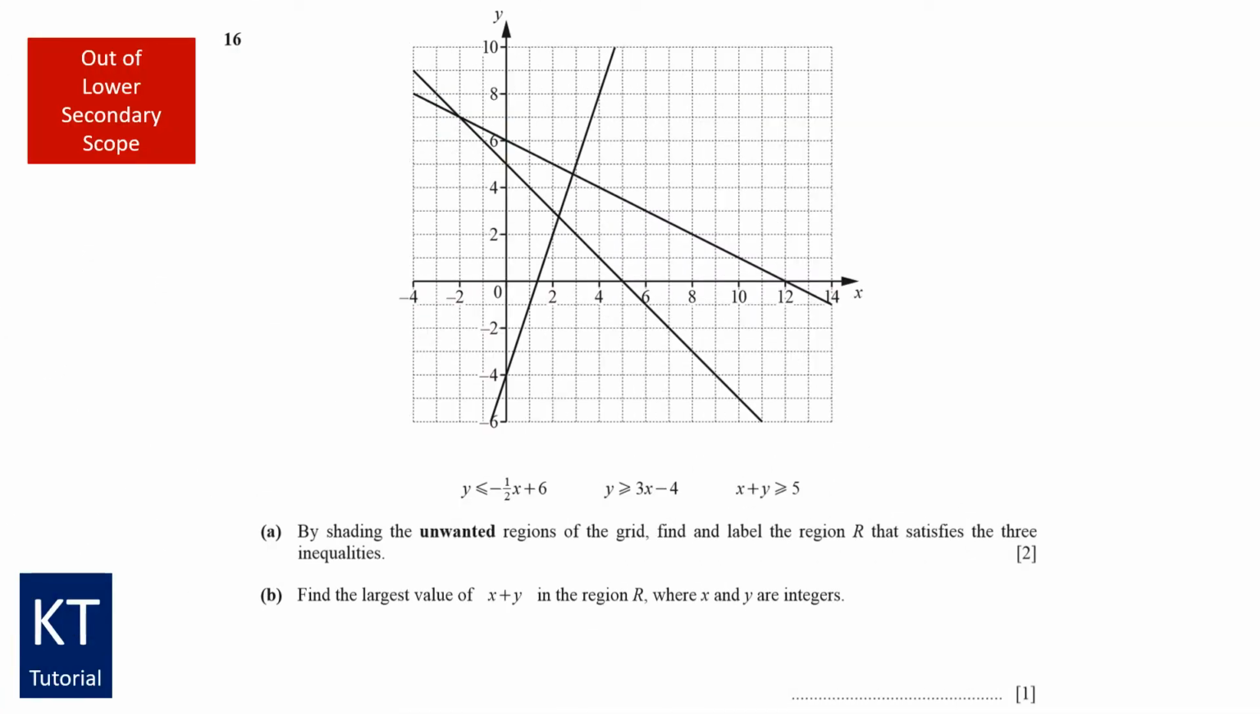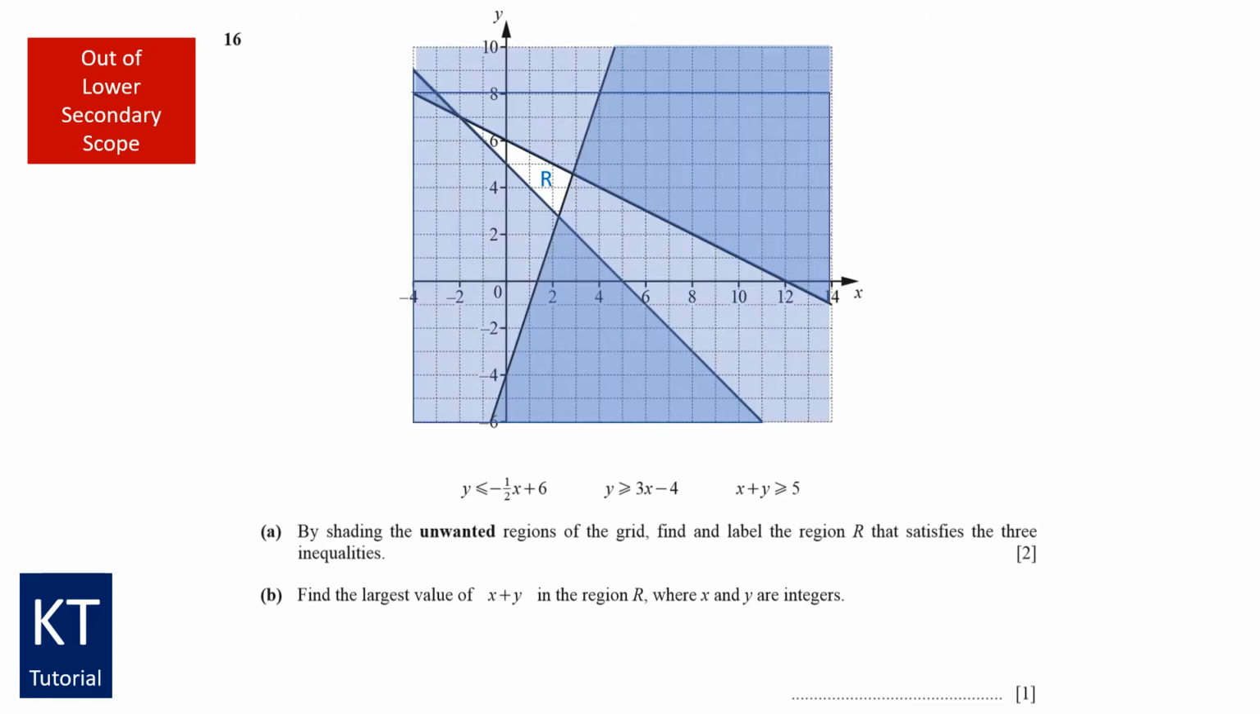Question 16. By shading the unwanted regions of the grid, find and label the region R that satisfies the above three inequalities. As shown on this page, R is the unshaded area as depicted on the graph.